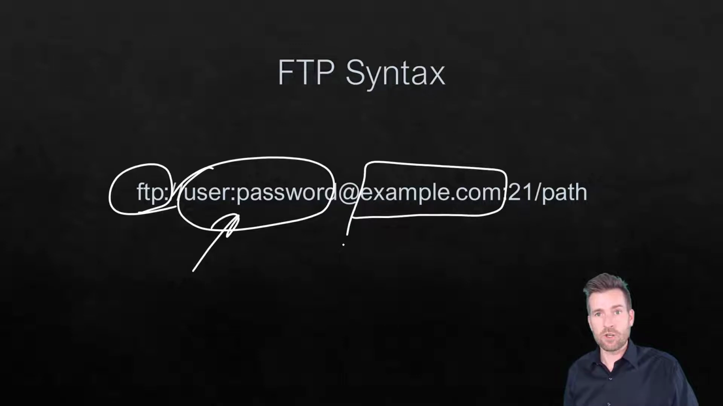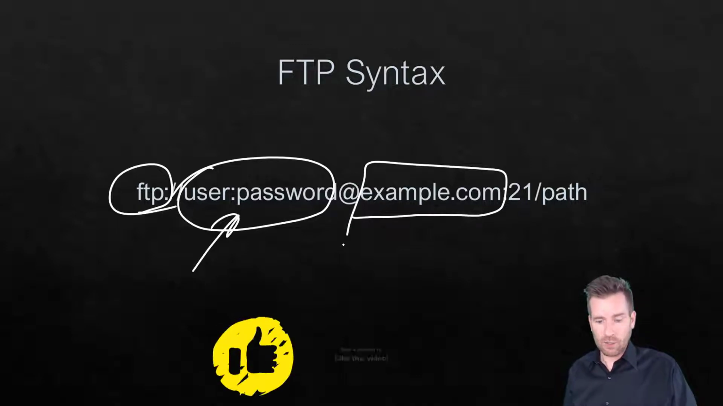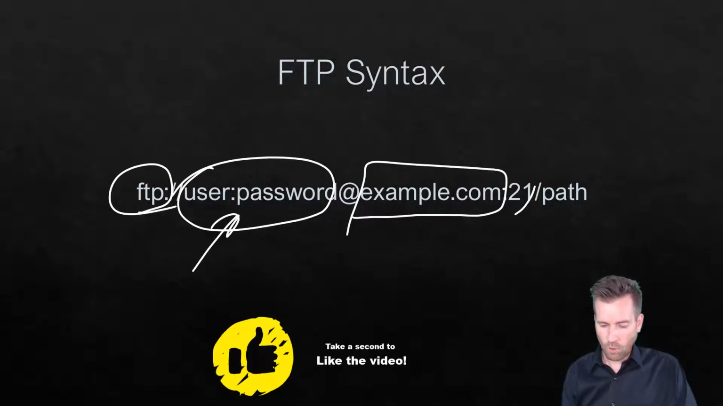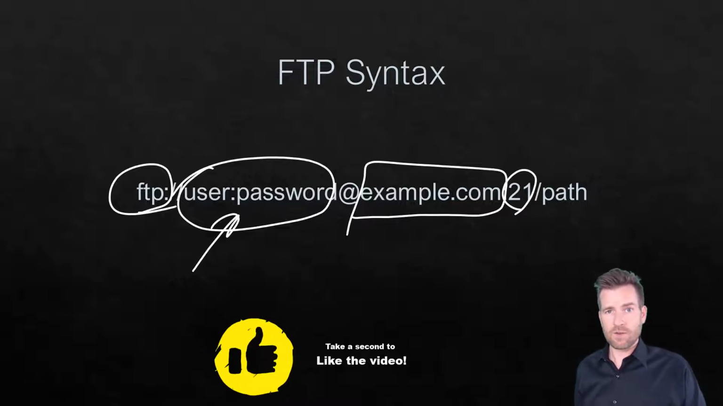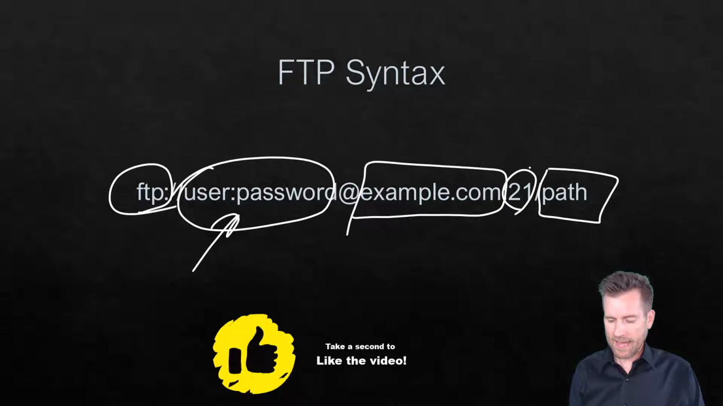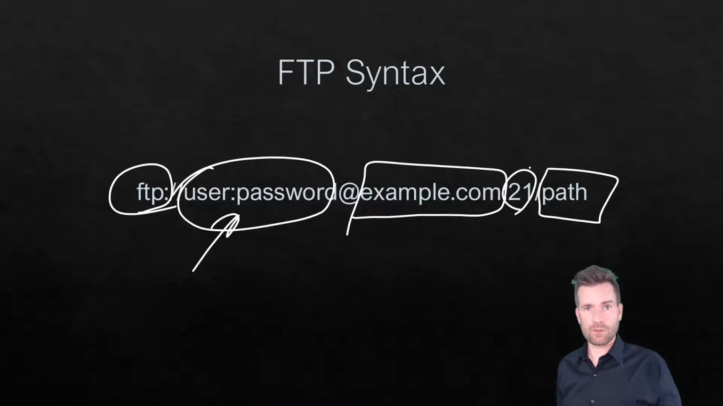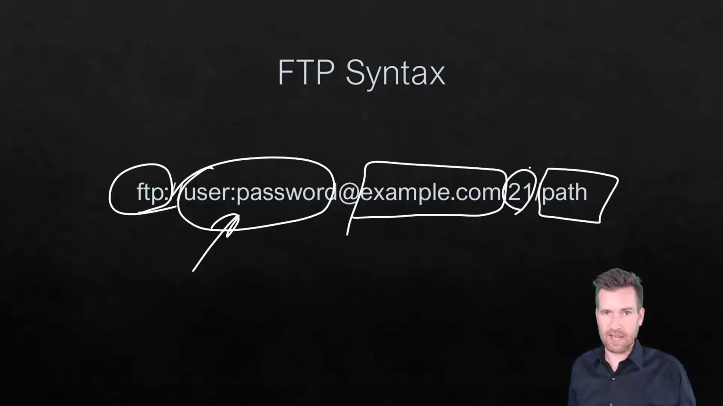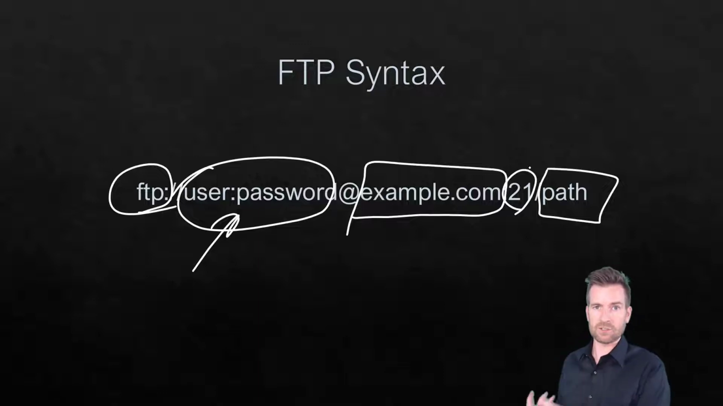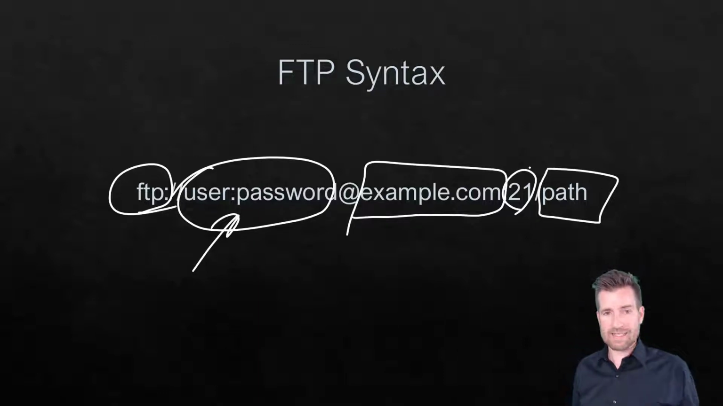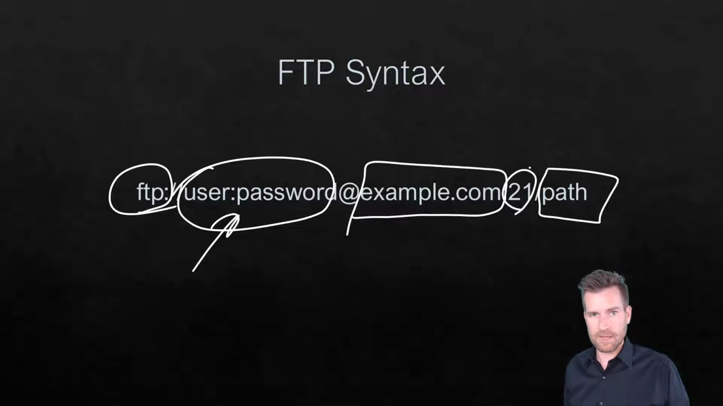So we've got the domain that we're trying to connect to, and then the port that it exists on, usually port 21, and then the path of whatever directory we're trying to access on the other side. That way we can upload files directly to that directory. So this is the syntax for connecting to an FTP server.